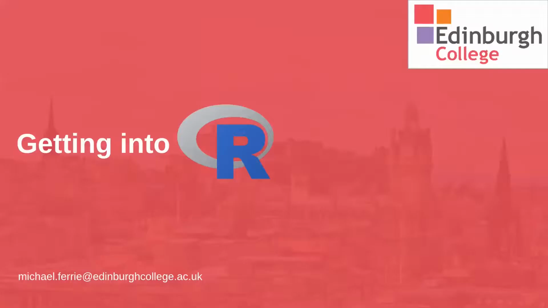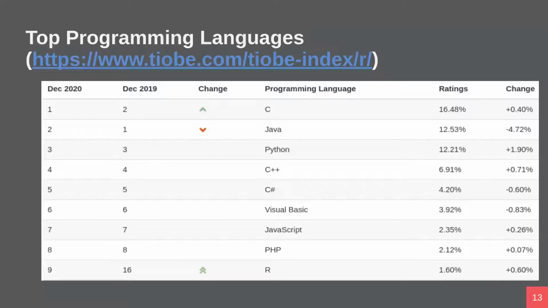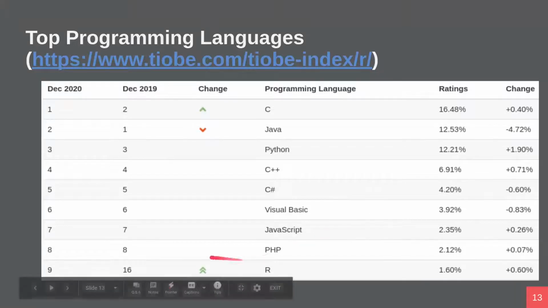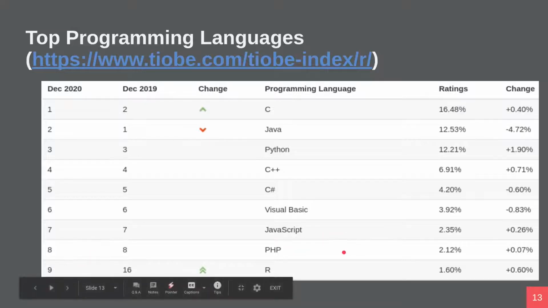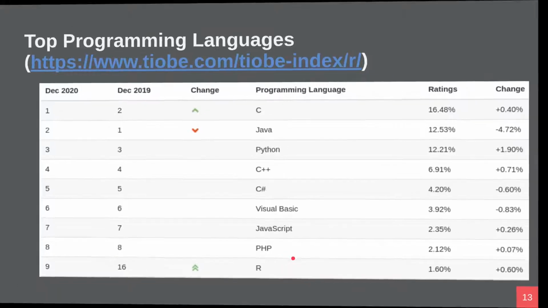So getting into R. Right. So for those of you that haven't used R before this course, or this is your first experience of R, hopefully you've been enjoying it so far. So here is a list from December 2020 of the top programming languages, and we can see that last year, or just over a year ago, R was the 16th most popular programming language, and here it's now about the 9th. Now, I checked this again in February, and it was like the 11th or something. So it's hovering around about the 10th most popular programming language at the moment.